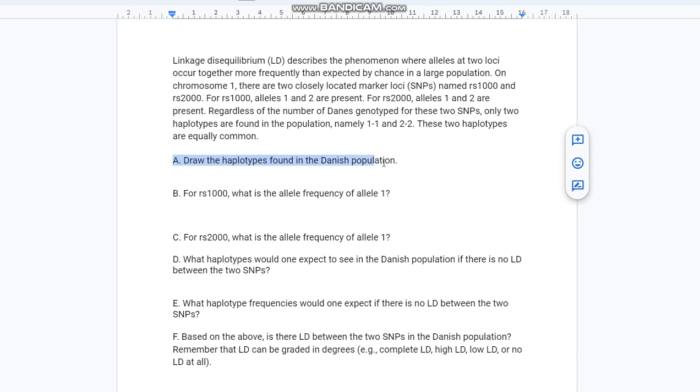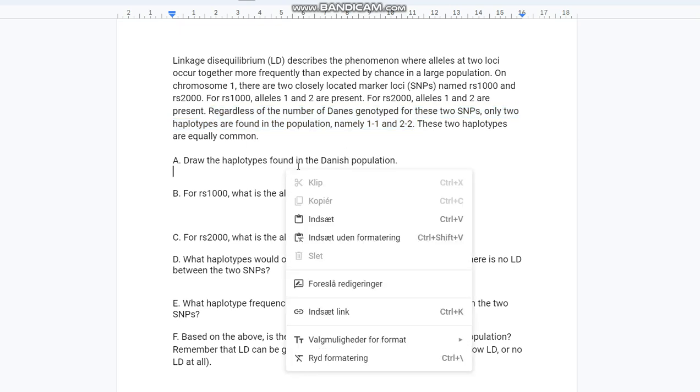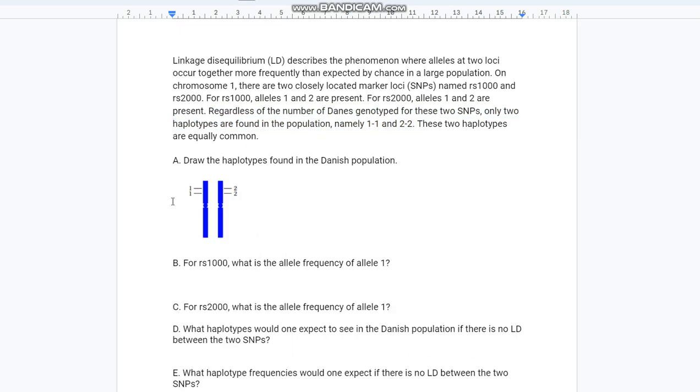Now they tell you to draw the haplotypes found in the Danish population. As they say here, we have two haplotypes found in the population, 1, 1 and 2, 2. So we just need to draw them, and it comes out to being this.